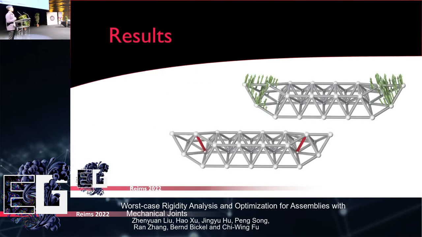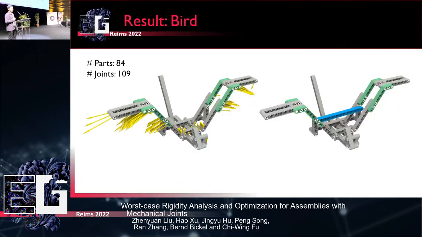So right now we have described the worst case rigidity analysis, how we do optimization on top of that, and how we model the joints. So I think we finally get to the results part. We have a bunch of assembly structures which are not so rigid, or have free motion, not rigid at all, and we're going to use our method to analyze them and make them more rigid. The first thing I'm going to show is this bird model. We're using Lego technique, these kinds of toy things, to build it, and we have more than 80 parts here and 100 joints, and we're using our method to analyze it.